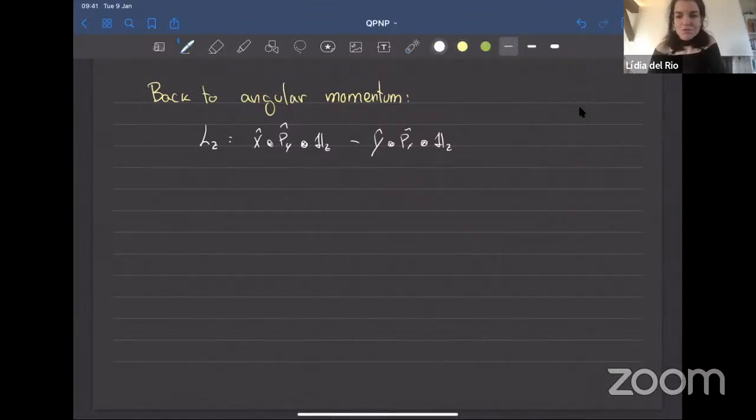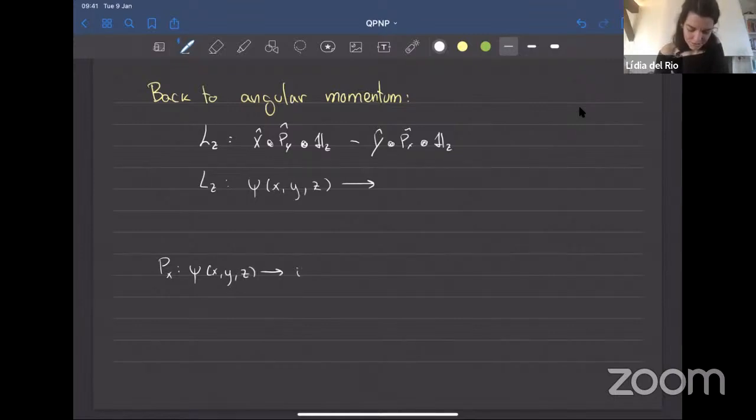So what we do is to see how this LZ acts on the wave function, right? So what does LZ do to our usual wave function? Well, what do we know? We know that, for example, Px takes the wave function and gives minus i h bar d/dx, right?